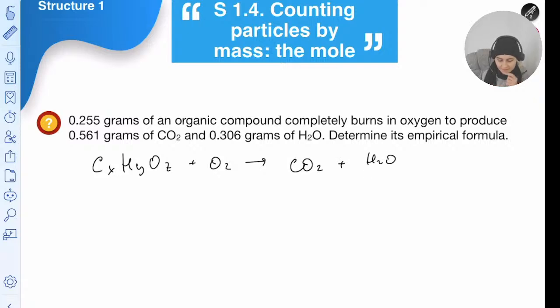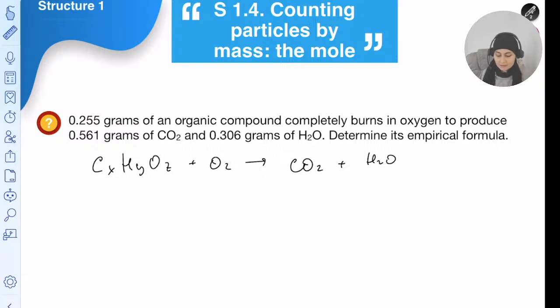Then we need to understand that all the carbon from this compound was transferred to CO2, right? So all the carbon atoms that were here after the reaction are in the CO2 molecules. All the hydrogen is now in H2O molecules. For oxygen, we cannot say that. We cannot say that all oxygen was transferred to CO2 and H2O. Why? Because we've added some, and we don't know how much. So for oxygen, we have to figure out somehow differently how much was there, and if it even was there.